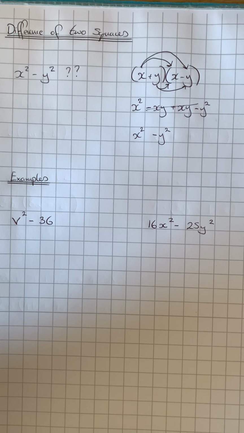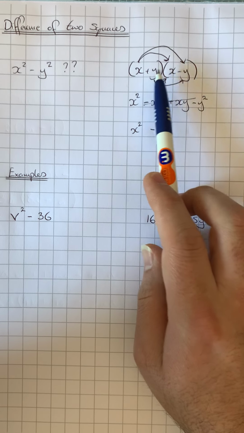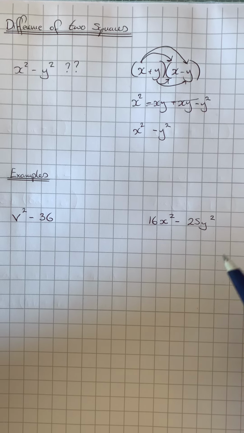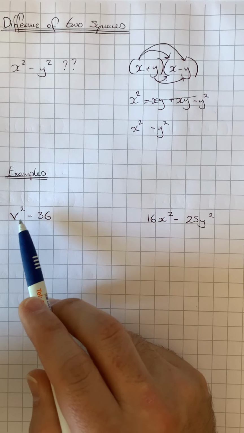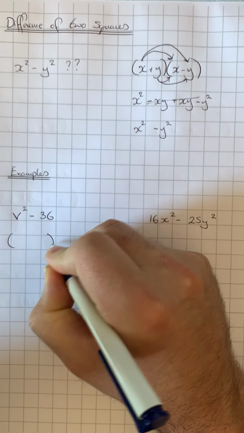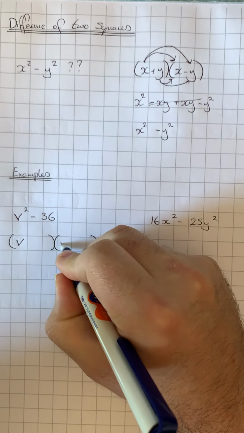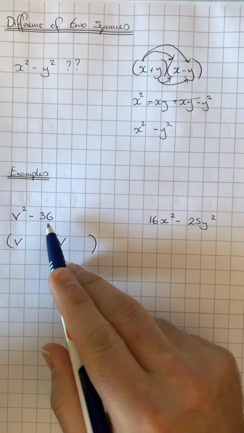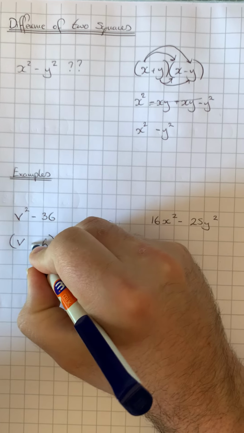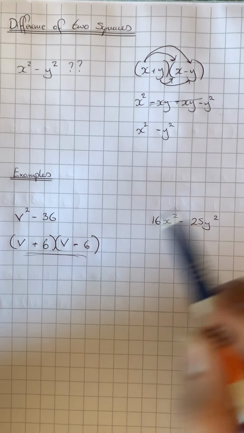So this special kind of factorisation for a difference of two squares requires that we take the root of both bits and we have an add and a subtract. So looking into an example here, if we've got v squared negative 36, well, we're going to have our double bracket. The square root of v squared is just v and v. And the square root of 36 is 6. And since this is a difference of two squares, one's going to be plus, the other one's going to be minus. And that's basically it.